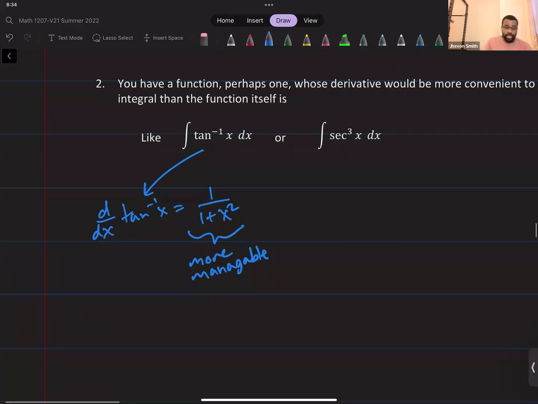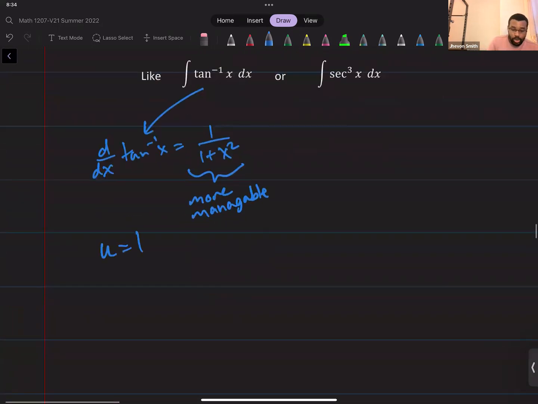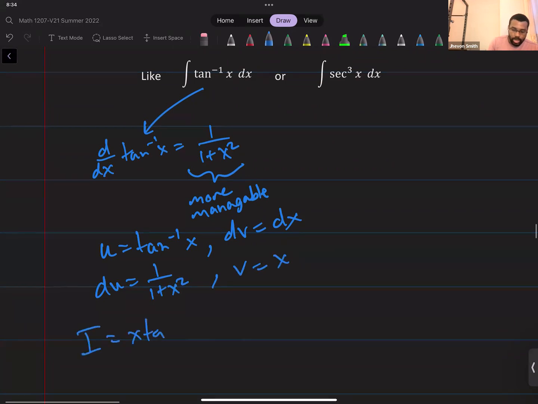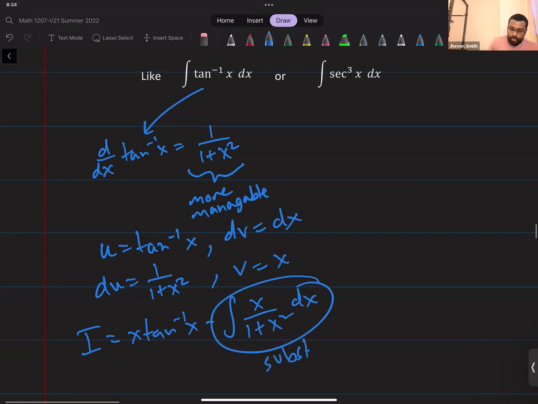Right, so we did that. So it would be nice to just go u equals tan inverse, and dv would be your dx. Your du is going to be that 1 over 1 plus x squared. Your v is going to be x. And so your I is just u times v minus the integral of v du. And now you realize that this guy is substitution.